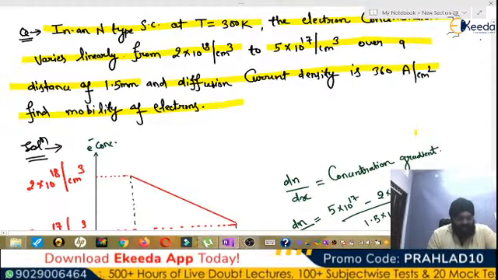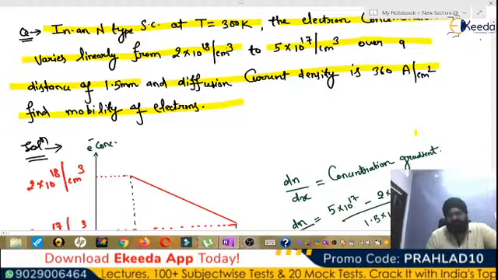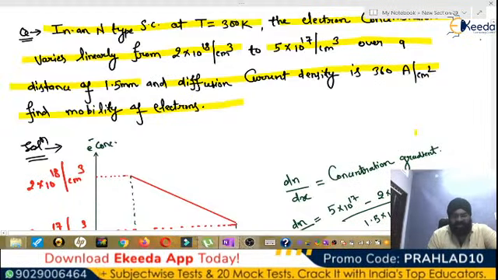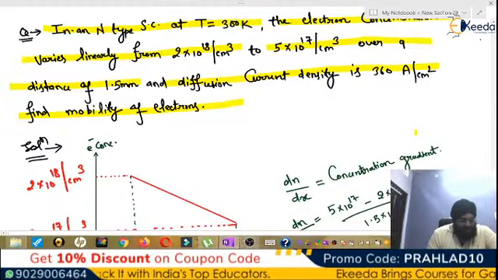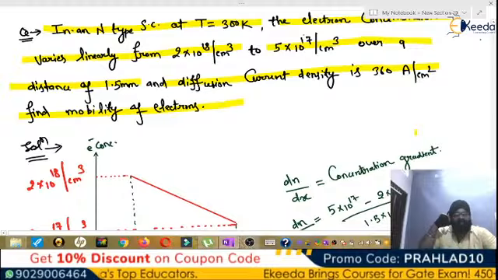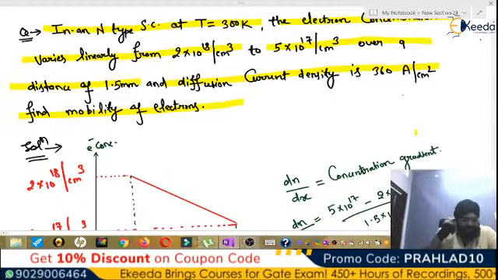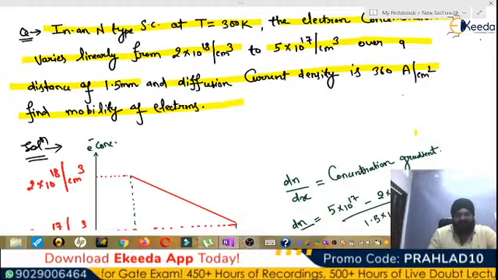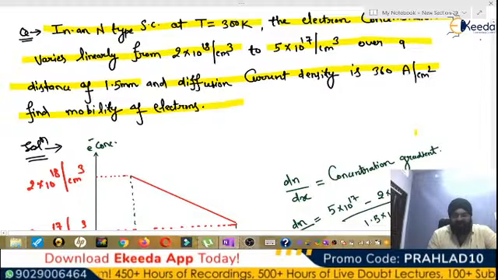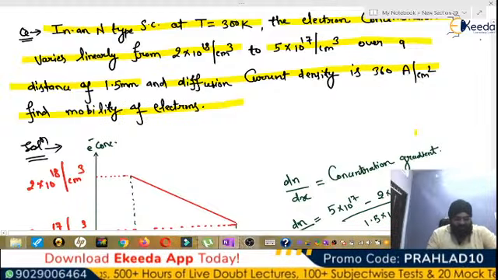Let me solve the next question. In an N-type semiconductor at temperature 300 Kelvin, the electron concentration varies from 2 into 10 to the power 18 per centimeter cube to 5 into 10 to the power 17 per centimeter cube over a distance of 1.5 millimeter, and diffusion current density is 360 ampere per centimeter square. Then find the mobility of electrons.